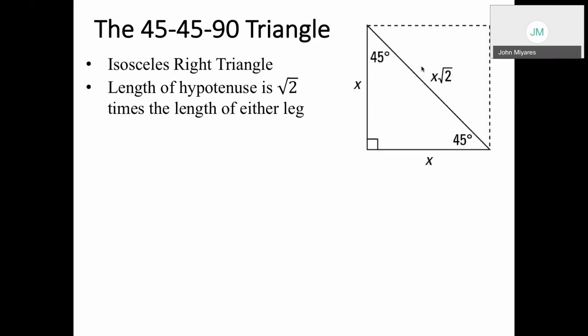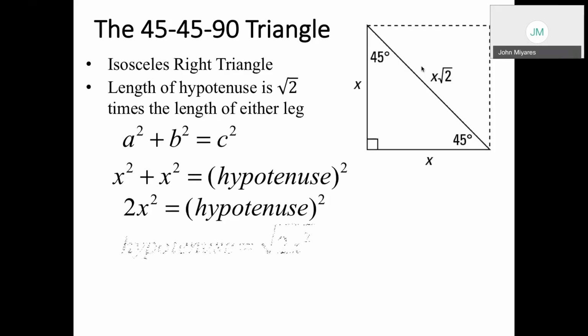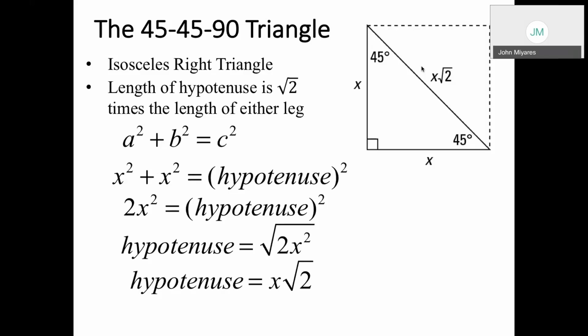We can prove this relationship by applying the Pythagorean theorem. We know we have a squared plus b squared equals c squared, which if we know the lengths of the legs are equal, and we can call them both x, so we have x squared plus x squared equals the hypotenuse squared, which simplified becomes 2x squared equals the hypotenuse squared. Taking the square root of both sides gives the hypotenuse equals the square root of the quantity 2x squared, or taking out the perfect square leaves us with x times the square root of 2.